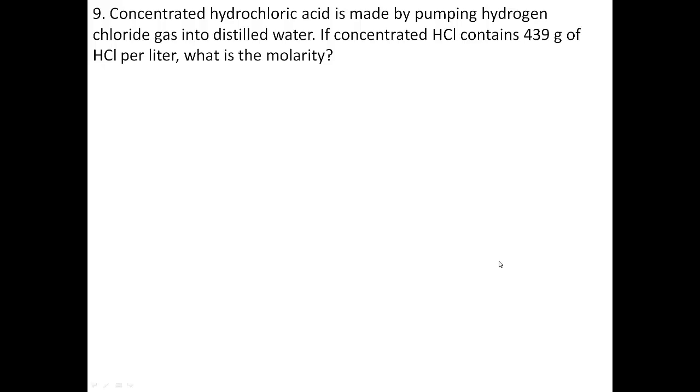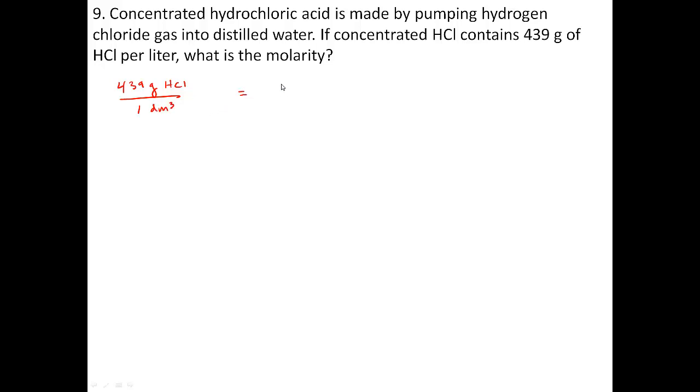Okay, last one, number 9. Concentrated hydrochloric acid is made by pumping hydrogen chloride into distilled water. If concentrated HCl contains 439 grams of HCl per liter, what is the molarity? Okay, well, let's do this. Let's just write this down. 439 grams HCl per 1 liter or 1 decimeter cubed.